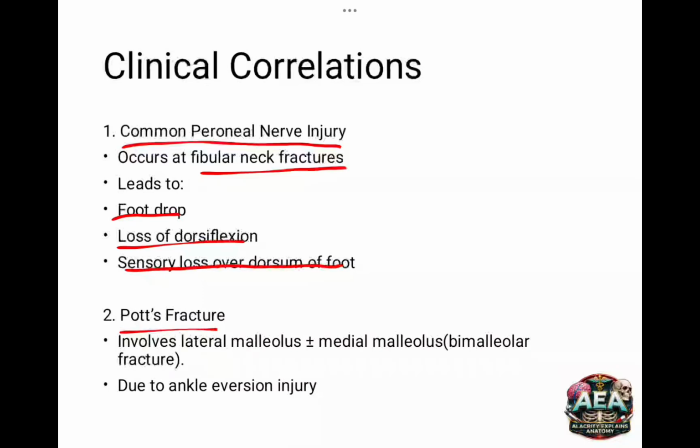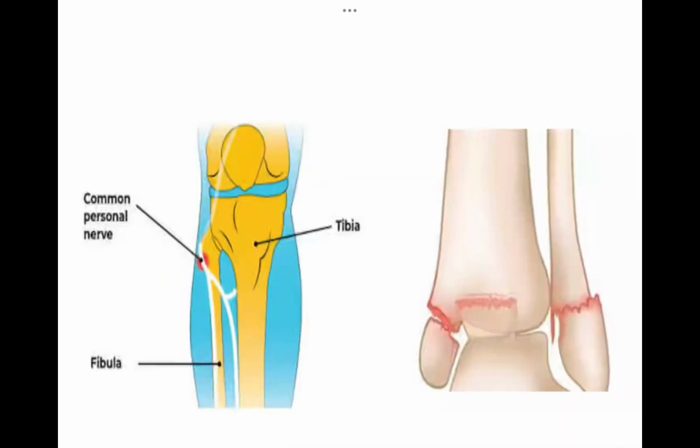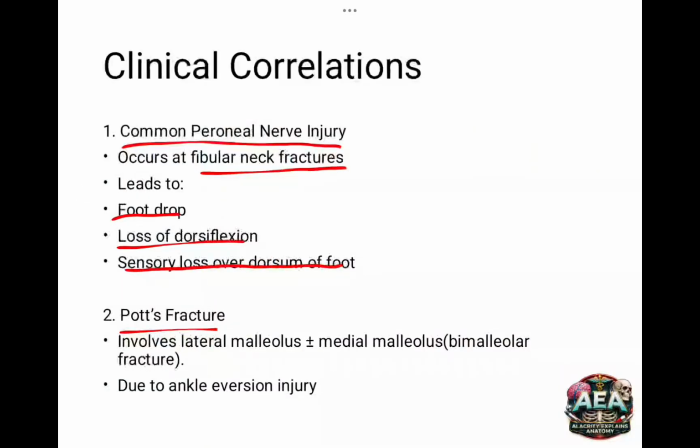We have Pott's fracture. Now this is your common peroneal nerve. This is a fracture of the neck of the fibula. So this is what you have. Now we have the Pott's fracture, which involves the lateral malleolus as well as the medial malleolus. Sometimes only the lateral malleolus, sometimes both the lateral and the medial malleolus. So sometimes it is regarded as a bimalleolar fracture, where there is fracture of the lateral malleolus of the fibula as well as the medial malleolus of the tibia.